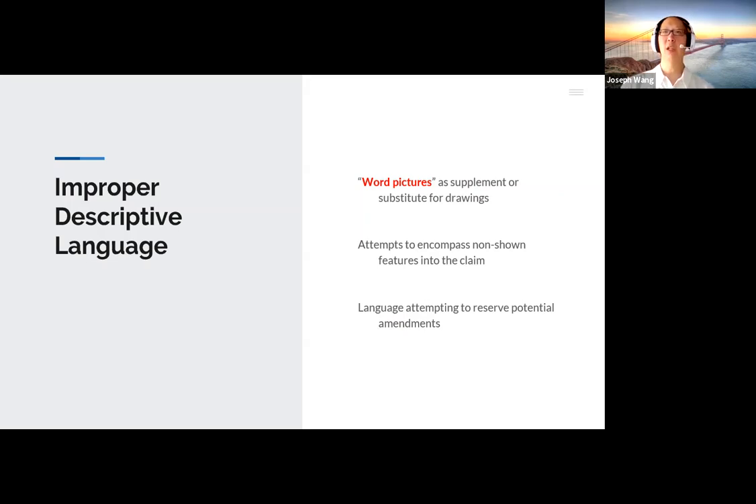So no using words to make up a picture, like imagine the two-strap backpack with just one strap, either the right strap only or the left strap only, or something like that. That would be a word picture, and the examiners will just reject all that stuff.